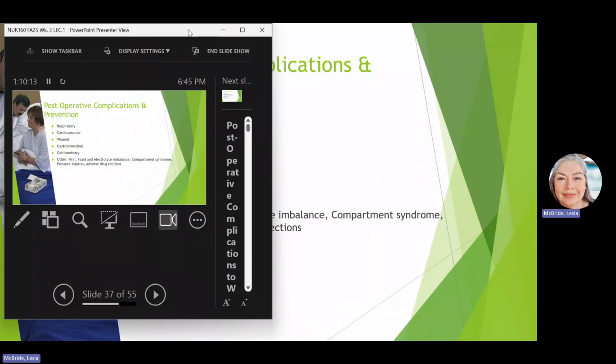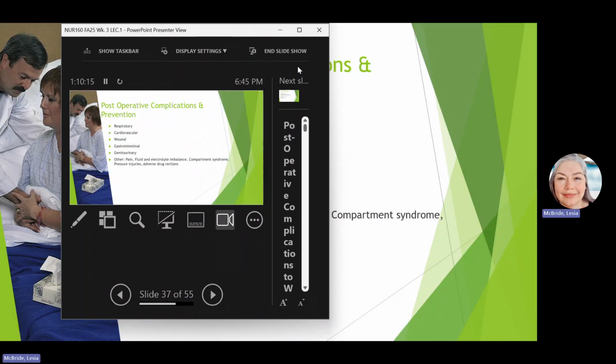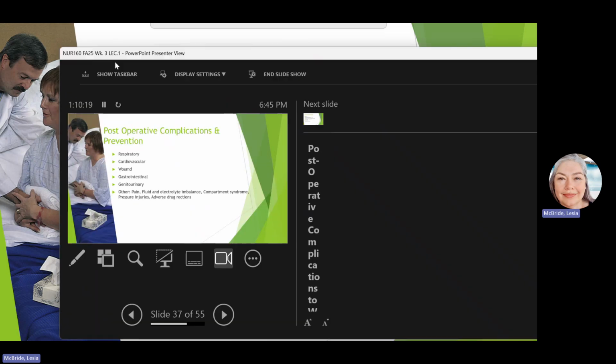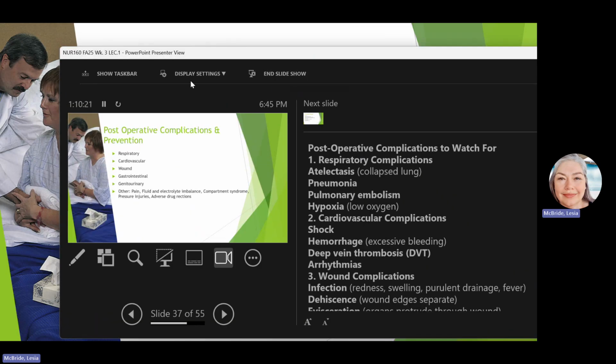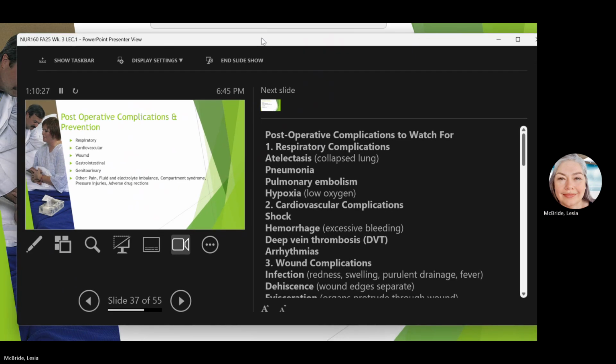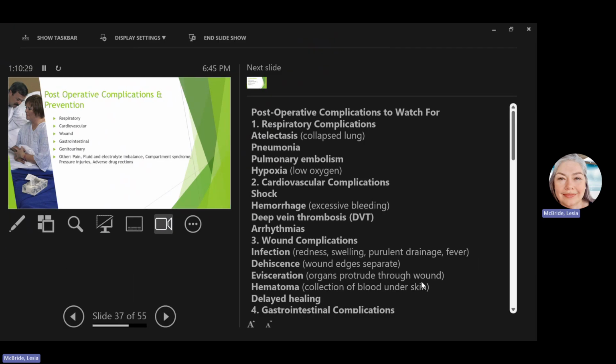Okay, here we go. Let's see if we can get this. Okay, I'm about there. This is a very long set of information here. There we go.